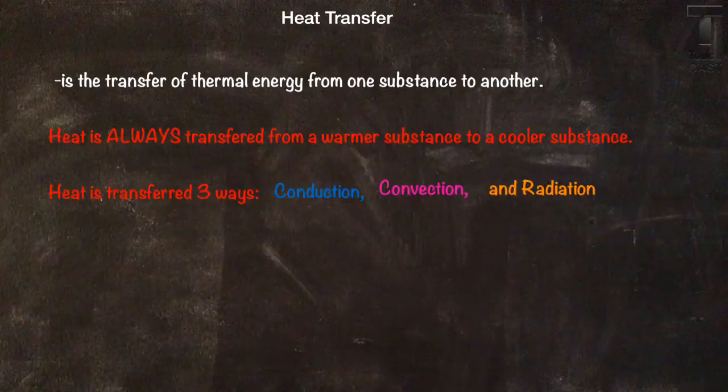Okay, now let's go on to heat transfer. Now I know I'm going a lot quicker than the normal videos you're used to, but remember, you can hit pause anytime you need to, rewind anytime you need to. So heat transfer is the transfer of thermal energy from one substance to another, which we talked about in great detail at the beginning of the year. What you need to make sure you remember is that heat is always transferred from a warmer substance to a cooler substance, and it's transferred in 3 different ways: via conduction, convection, and radiation.